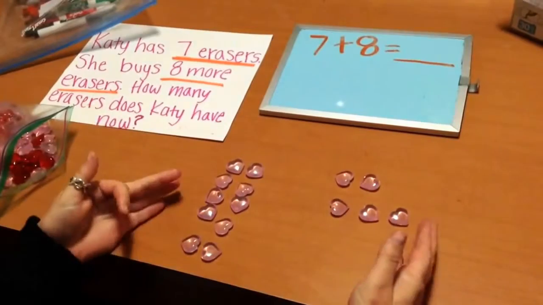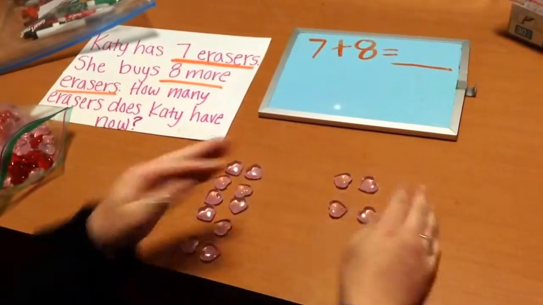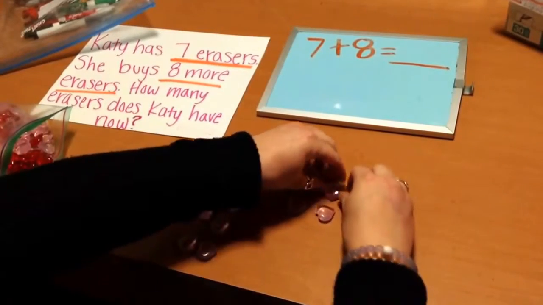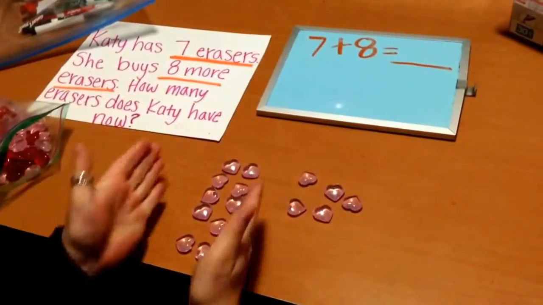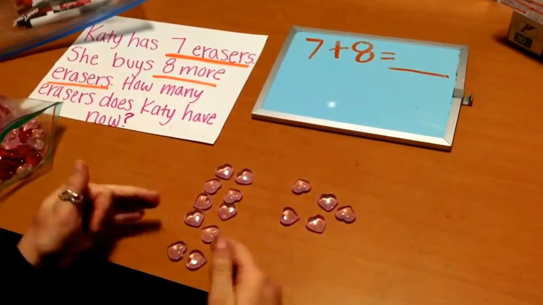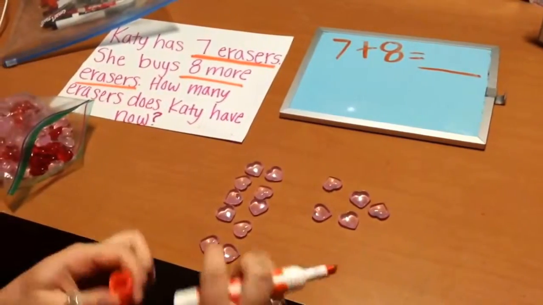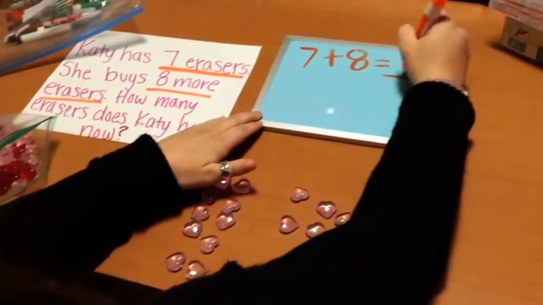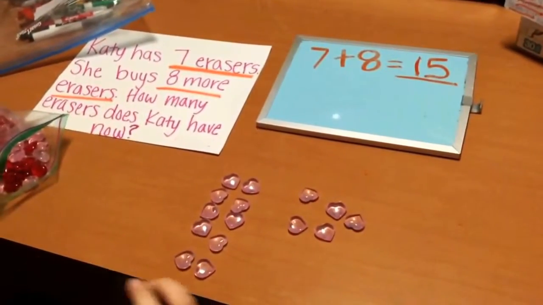So we have now regrouped the erasers into 10, and now we have 10 over here, and now we have to count our leftovers to see how many we have. So we have 1, 2, 3, 4, 5 erasers left over. We know that we have 10 over here, and then we counted 5 left over. So now all we have to do is add 10 plus 5, and we know that 10 plus 5 is 15, so we have our answer of 15. So Katie has a total of 15 erasers.